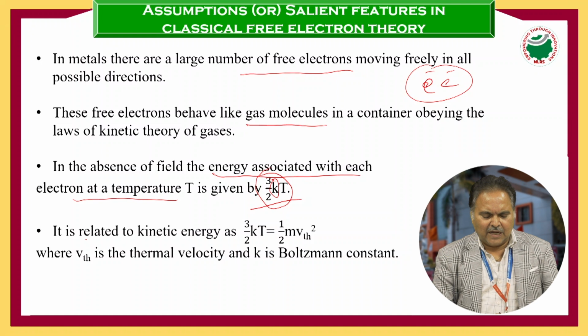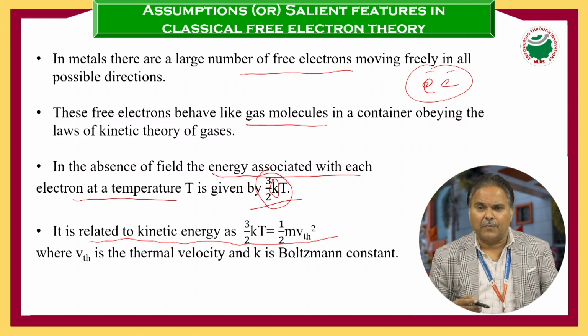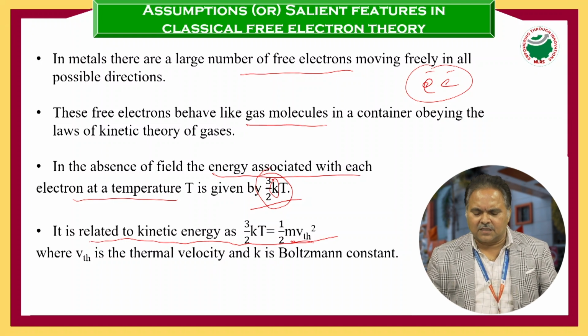Relating it to kinetic energy, the equation becomes 3/2 kT equal to half m v squared, where v is the thermal velocity. Here, without any external field, it depends only on temperature. That's why it is called thermal velocity. Vth is the thermal velocity and k is the Boltzmann constant.